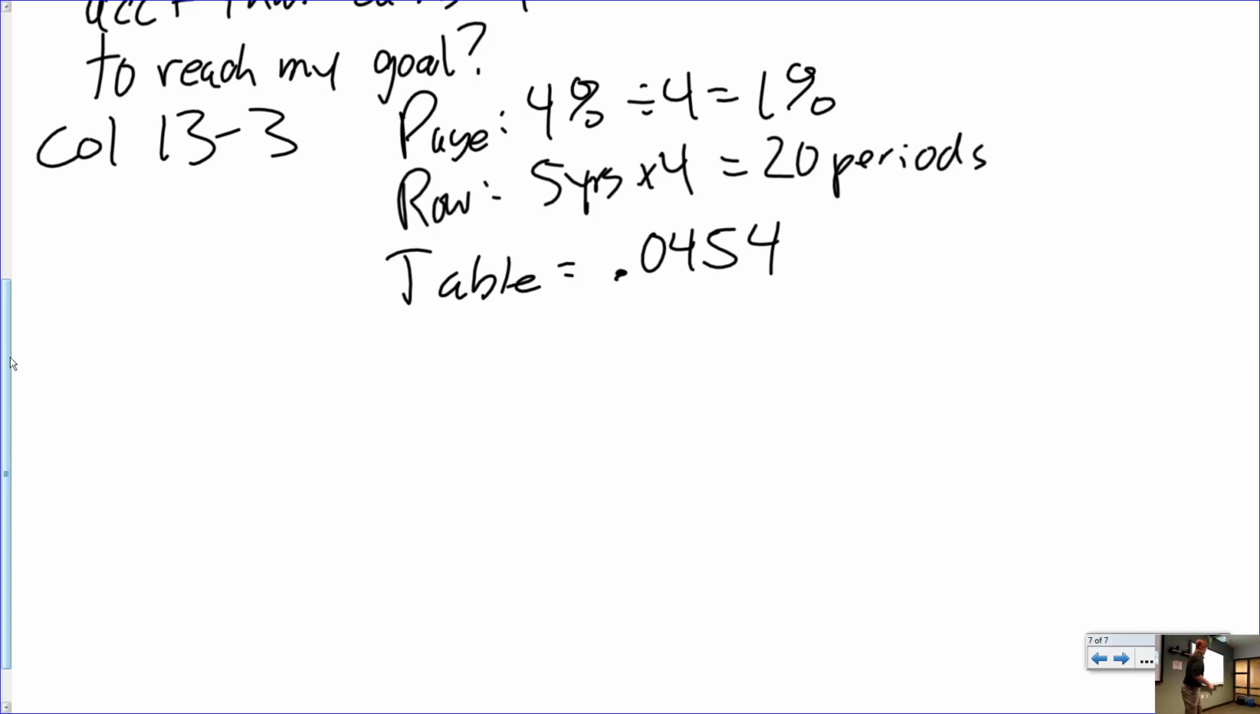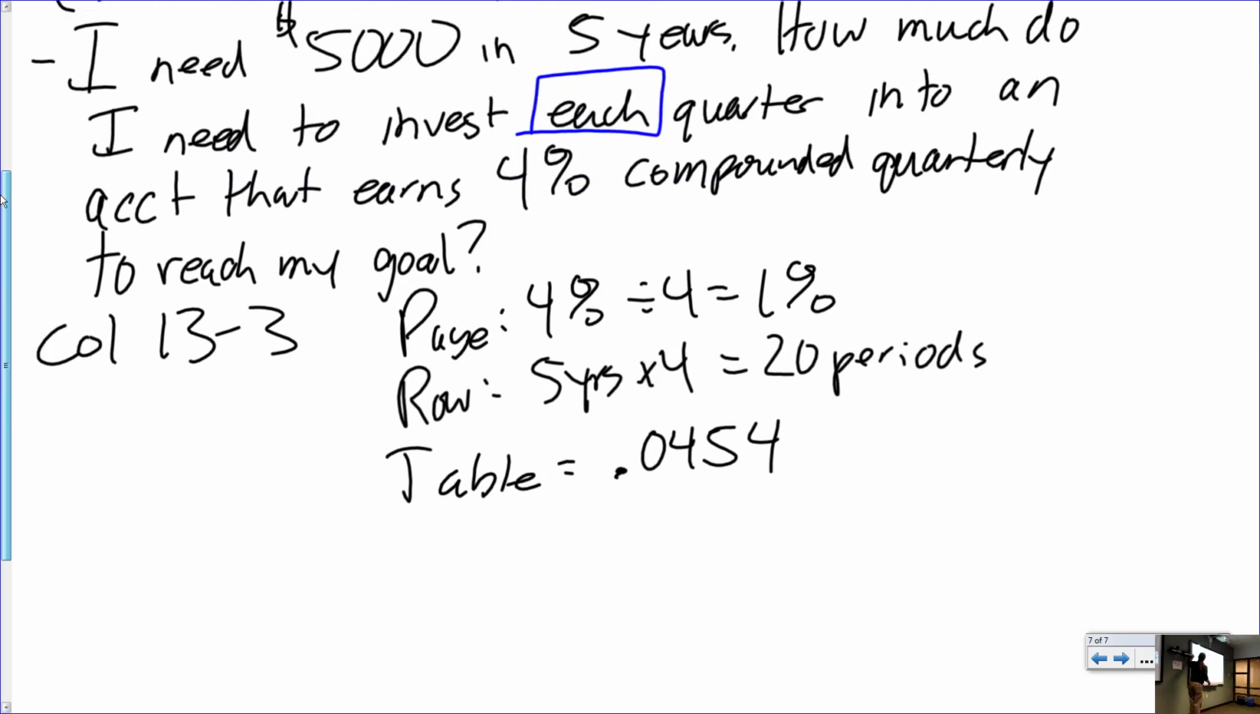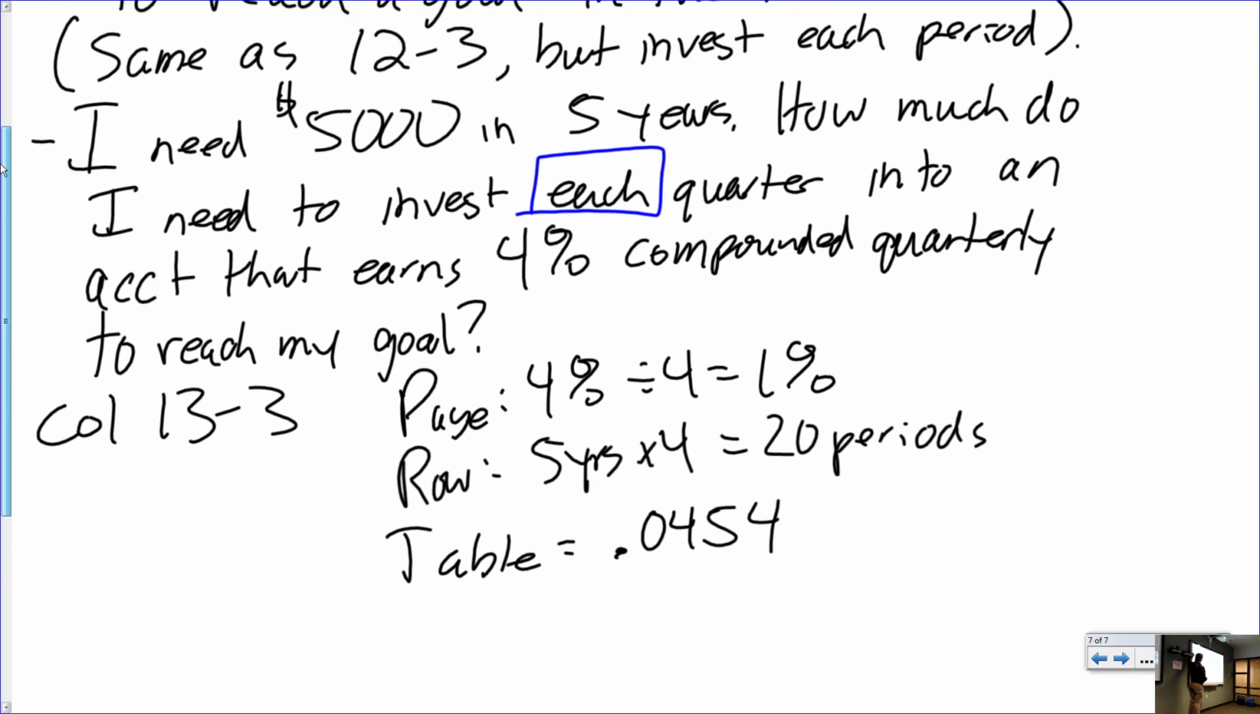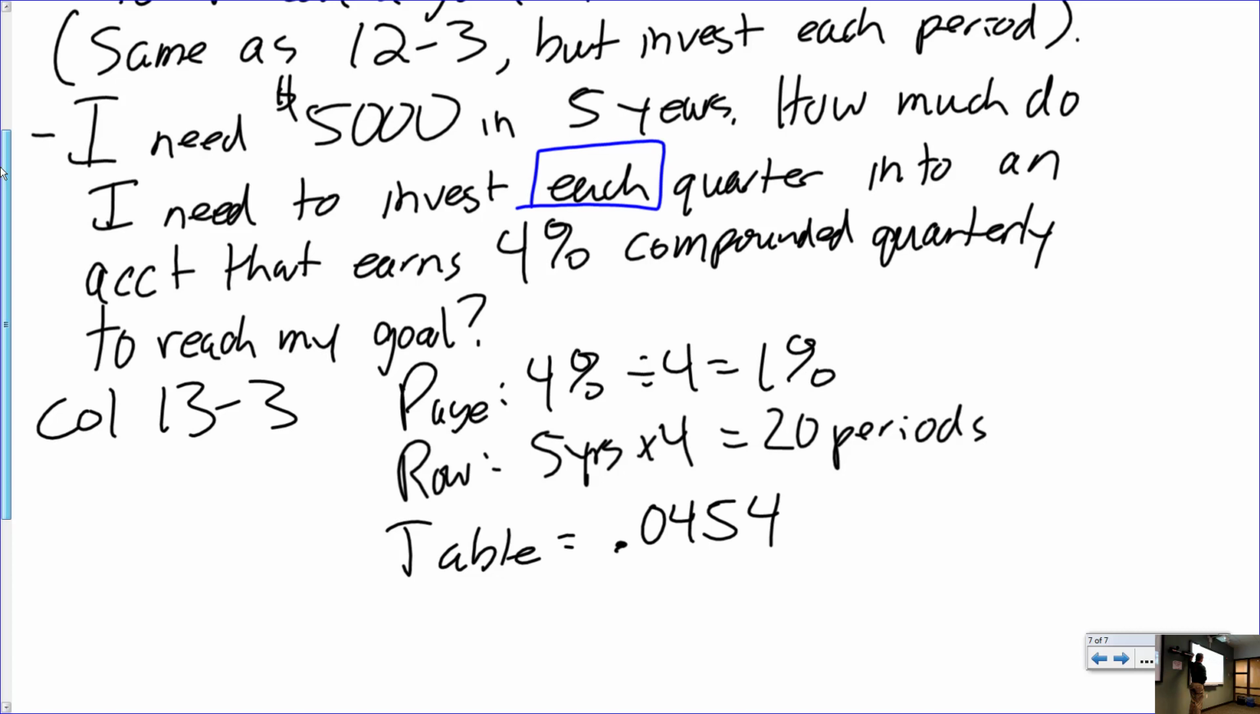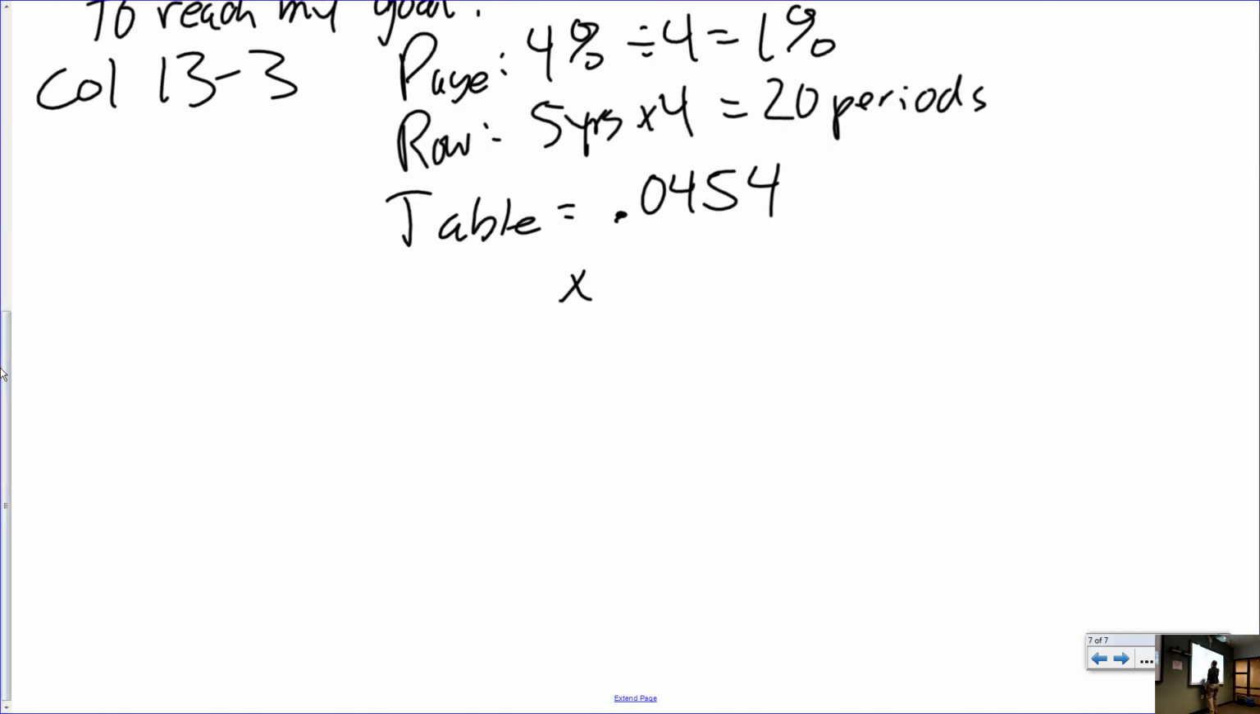Guess what I multiply that number by? $5,000. That's how much I need in the end. So how much am I going to invest every quarter for this? $227.